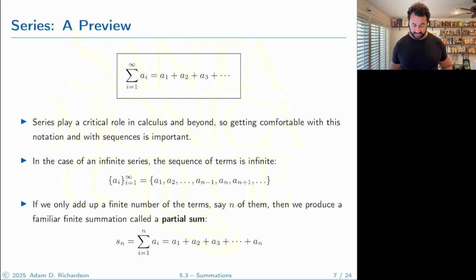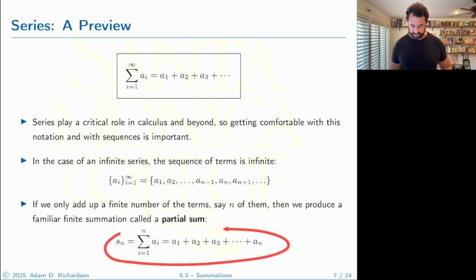In the case of an infinite series, this is the notation we have. We also saw this before back in section 5.1. And a lot of times what we'll do in Calculus 2 is we will have an infinite sequence, but we'll only add up a finite number of the terms. Maybe we'll add up n of them, for example. And if we do that, we produce what's called a partial sum. And that partial sum is just a finite summation. So that's exactly what we're looking at today.